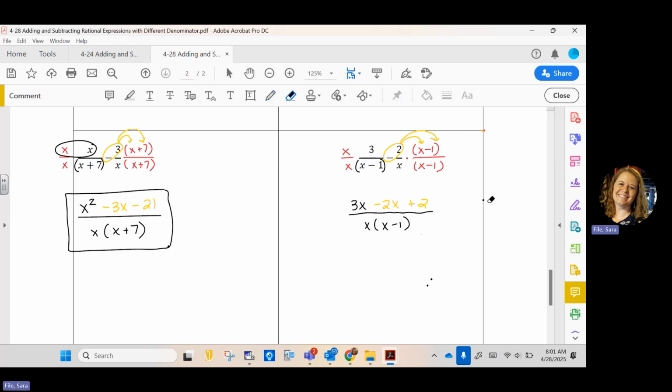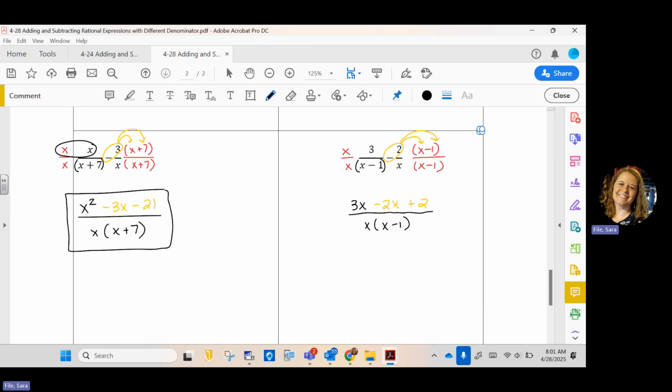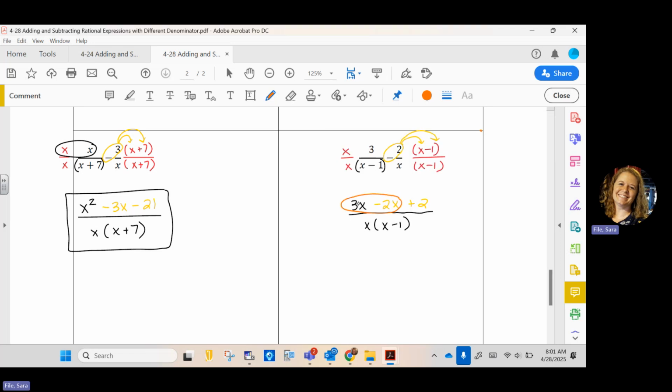There's no reason to distribute if I'm going to try to factor the numerator and denominator anyway to cancel things out or reduce. So now I'm going to rewrite the top. I'm going to combine like terms up there. 3x and 2x. 3x minus 2x, that's just going to be x, isn't it? And then there's no other constant, that's just plus 2. And then my denominator, I will leave factored. We have x and we have x minus 1.